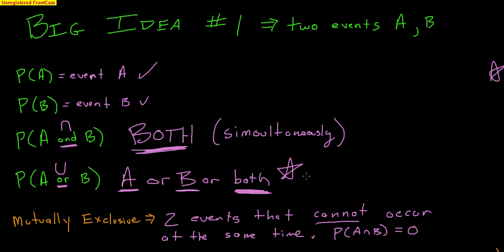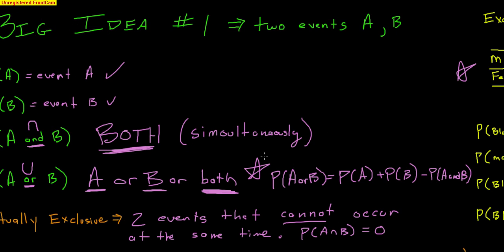This is a really important rule. The probability of A or B is equal to the probability of A plus the probability of B minus the probability of A and B. Okay, I'll move this over so you can see it a little better. This is called the addition rule.